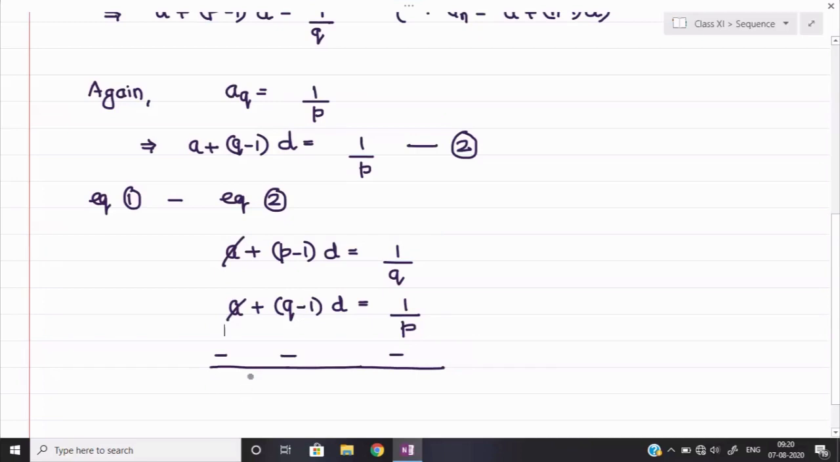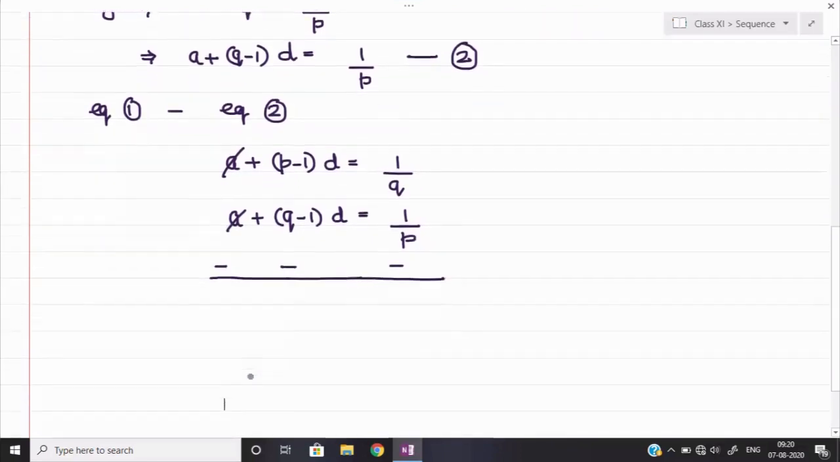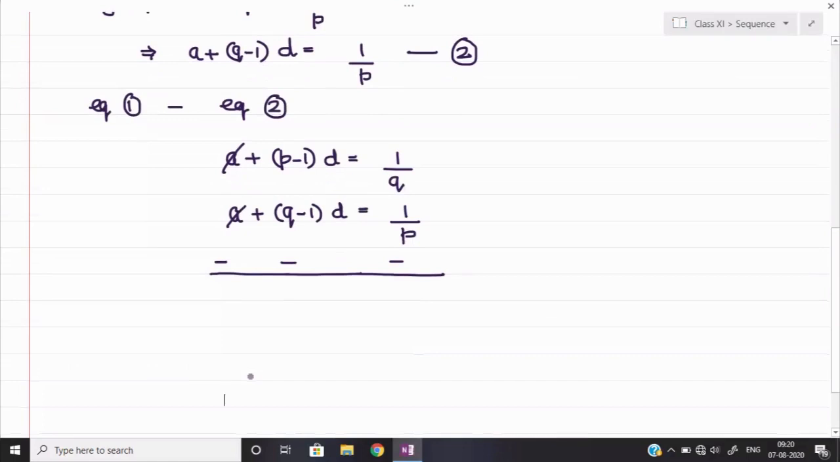Now from the two terms on the left hand side, I will take D common, that is (P minus 1) into D and (Q minus 1) into D. D can come common here, so I am taking D common. Then what will remain inside? It will remain (P minus 1) in the bracket minus (Q minus 1) in the bracket, is equal to 1 upon Q minus 1 upon P.